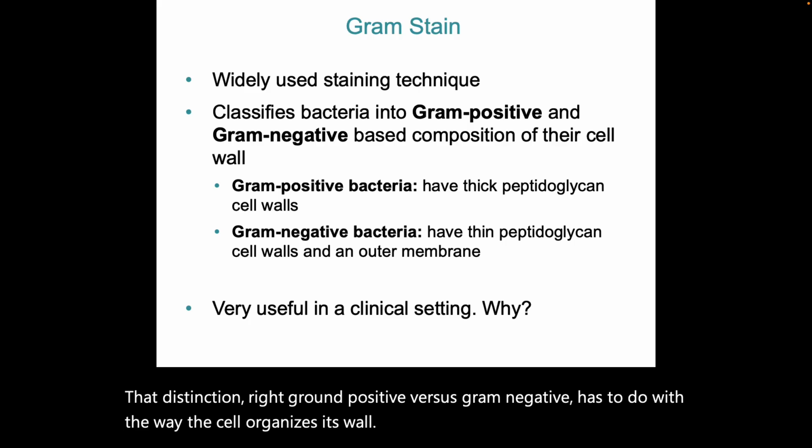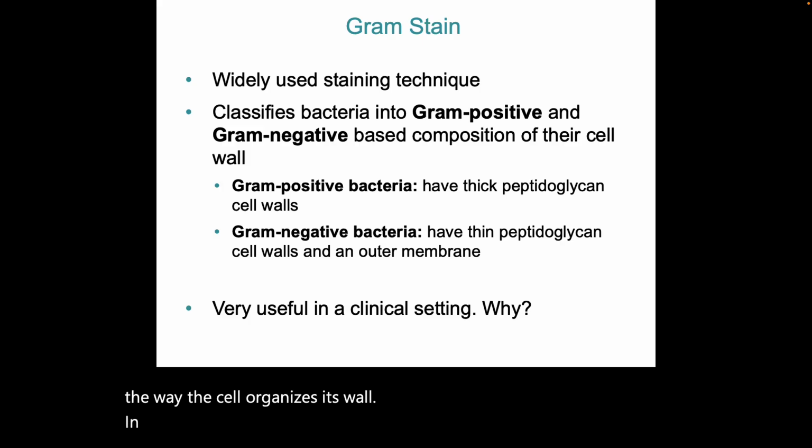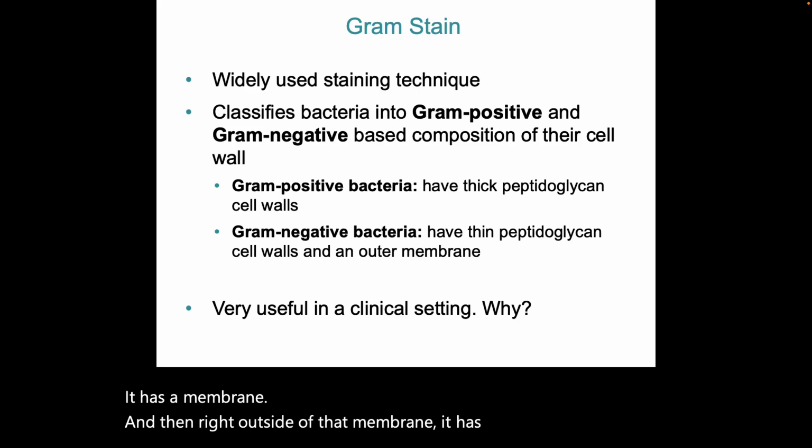In a gram positive cell, you have your cell, it has a membrane, and then right outside of that membrane, it has a very thick layer of peptidoglycan. So remember, the cell wall of bacteria is made of peptidoglycan, thick layer of peptidoglycan.